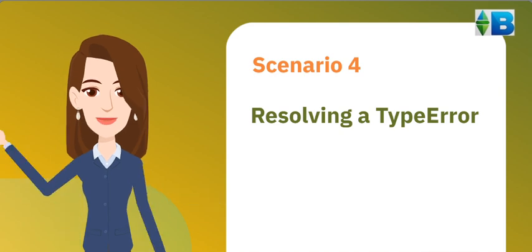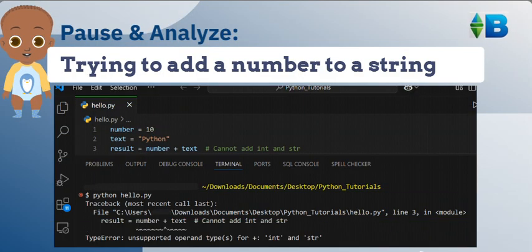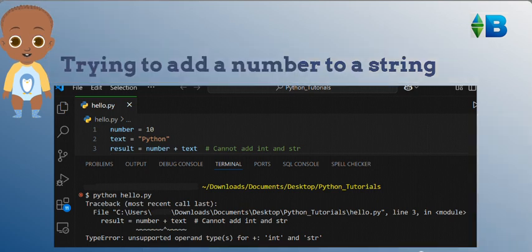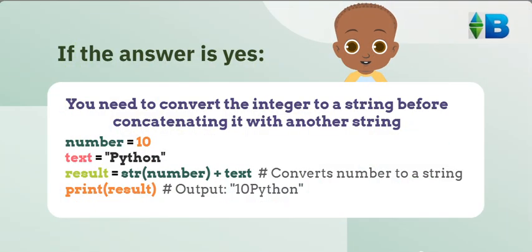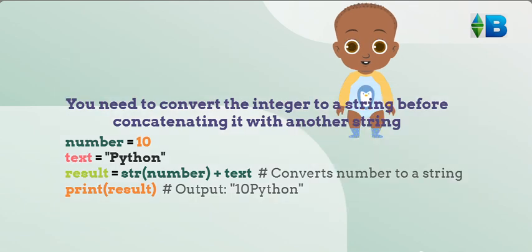How to resolve a type error. Pause and analyze. Are you trying to add a number to a string? If the answer is yes, you need to convert the integer to a string before concatenating it with another string, as shown below in the sample code.